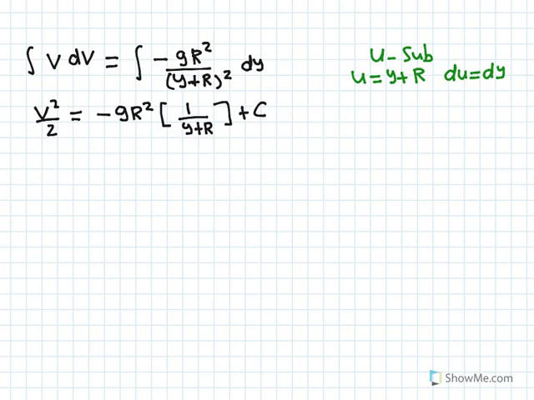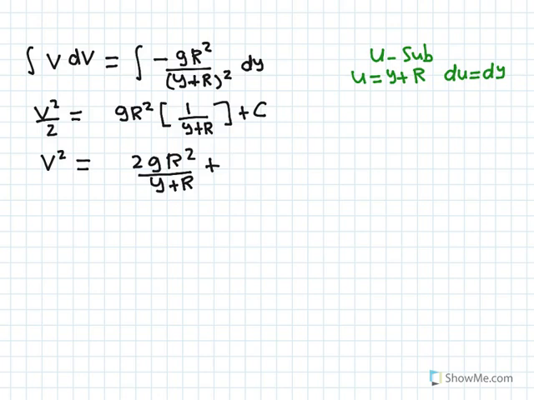plus c. Multiply by 2, so we can isolate v squared. We get v squared is equal to minus 2 g r squared. Sorry, there's a little mistake here. When we integrate minus 1 over (y plus r) squared, we get plus 1 over y plus r. So we don't need this minus sign here. This minus sign is gone. Let's erase this as well. So we get 2g r squared divided by y plus r plus c.